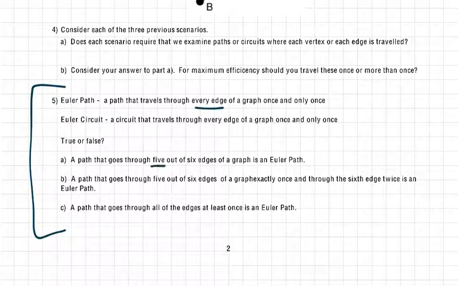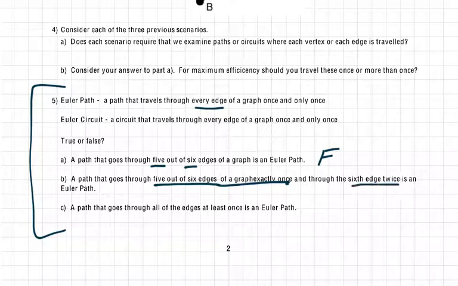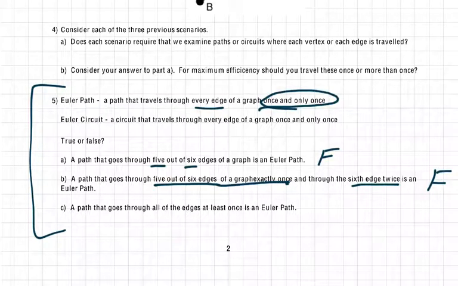If it only goes through 5 out of the 6, it did not go through every edge, and so therefore that is false. B, a path that goes through 5 out of 6 edges of a graph exactly once and through the 6th edge twice is an Euler path. Well, it says that it goes through 5 out of 6 edges exactly once, but then it goes through the 6th edge twice. That would not be an Euler path because you can only go through each edge once and only once. So the fact that it went through that last edge twice is what makes it not an Euler path. And then lastly, a path that goes through all the edges at least once is an Euler path. Well, that's just based on the definition. That is true.